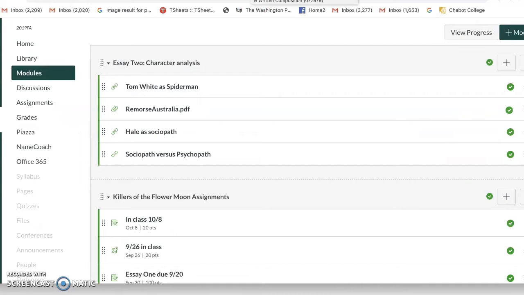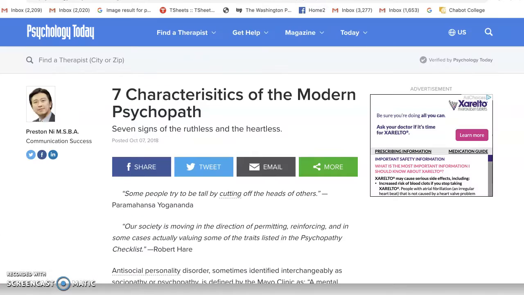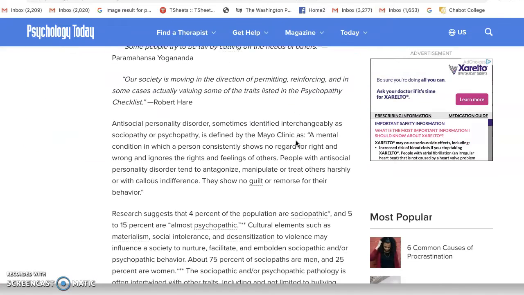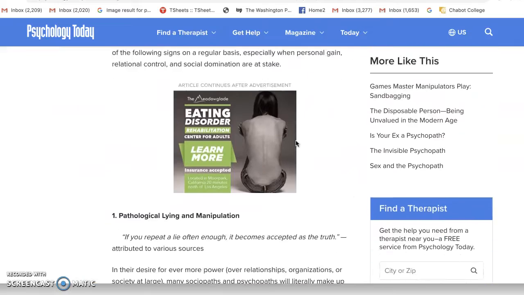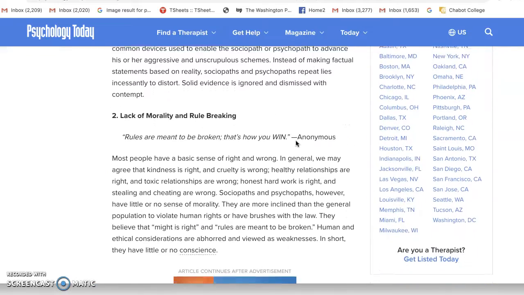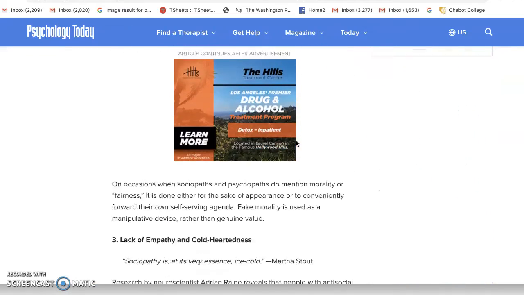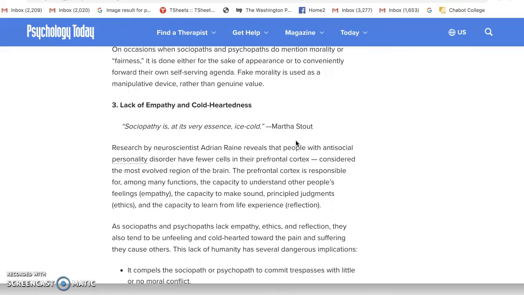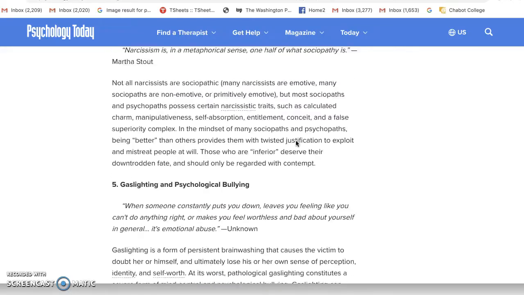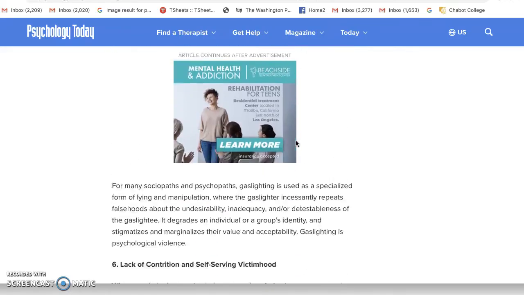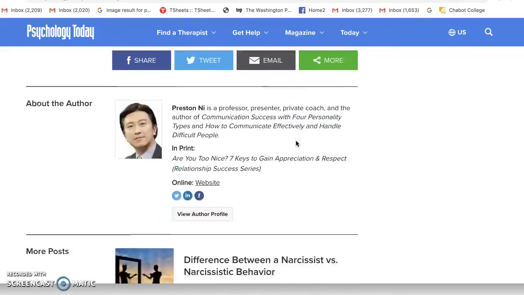Well, for those of you who are interested in writing about Hale, I've got a couple of readings here. One of them is "Hale is a sociopath." You can look and see how many of these characteristics really apply to him, and of course find those places in the book where they do apply. There's 7 of them, and a lot of them really make sense for him. So that would be one way.